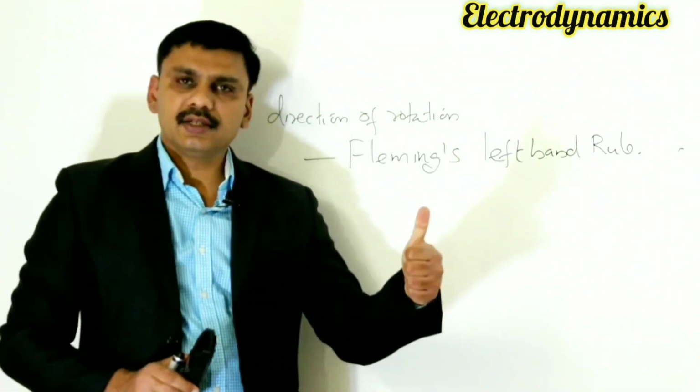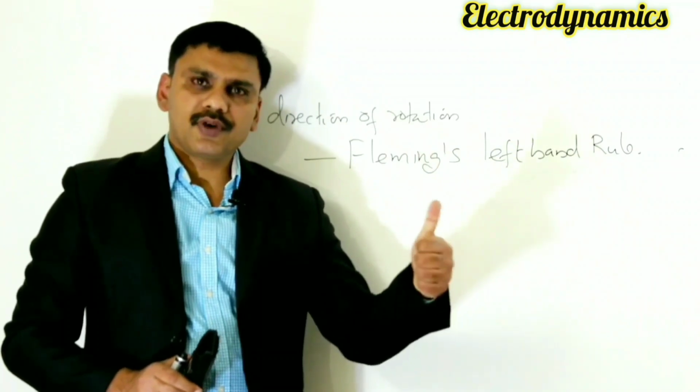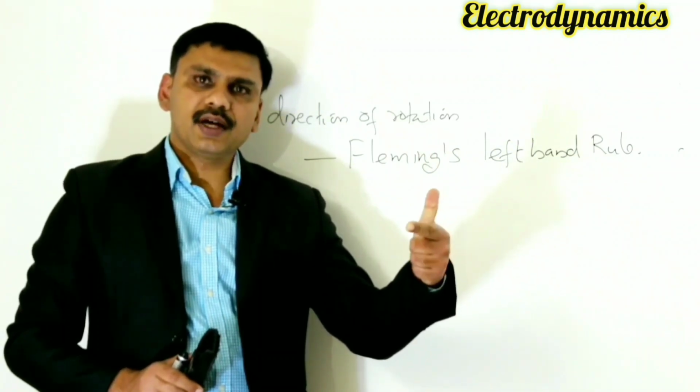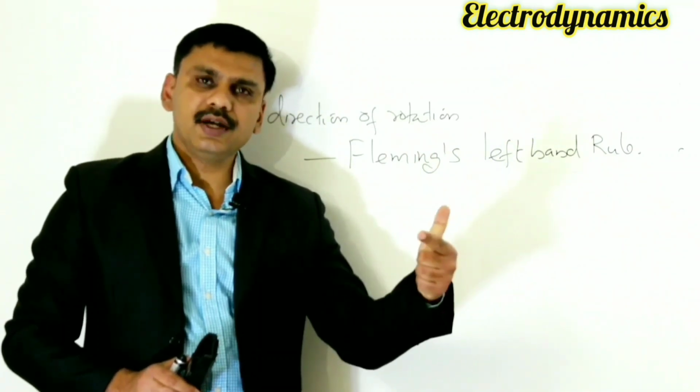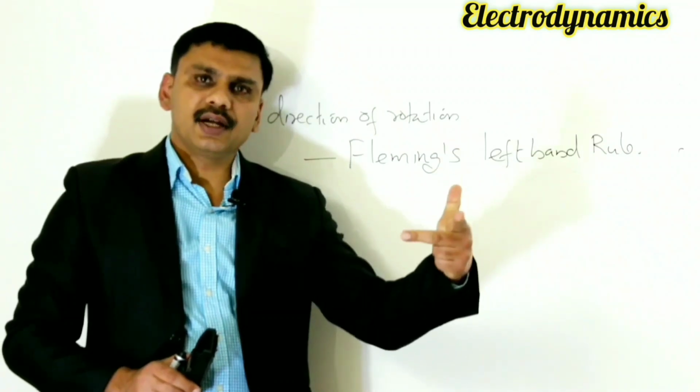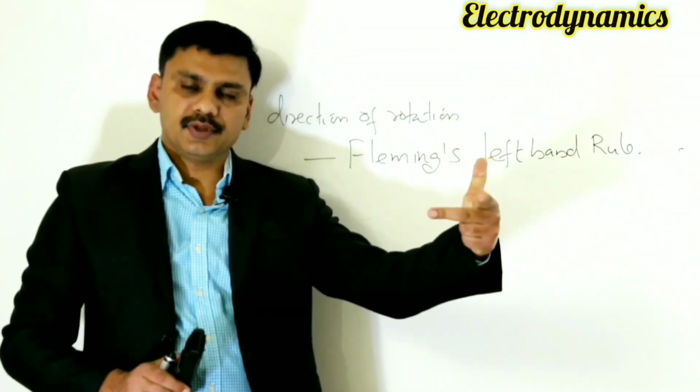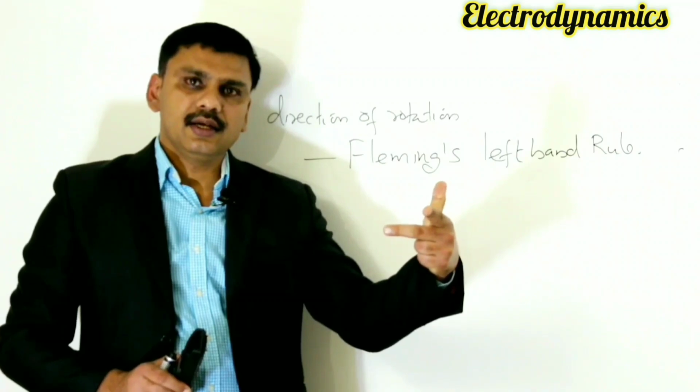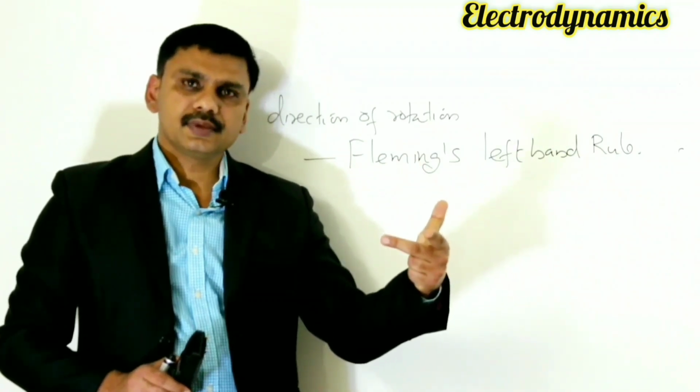This is the left hand. Thumb gives the direction of rotation. Forefinger gives the direction of magnetic field. Middle finger gives the direction of current. So you can easily understand like this.